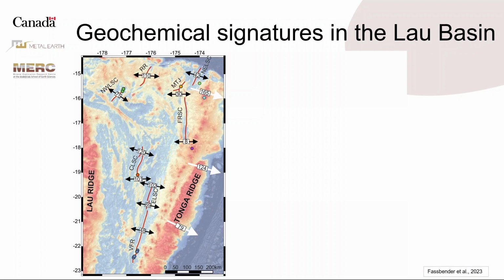So you've seen that quite a lot now before. That's obviously the Lau Basin, and we have a few, not at all of those spreading ridges or spreading centers, but at least a few felsic volcanic rocks at those locations. So we have them in the Valu Fa, we have them in the Central Lau Spreading Center, in the NWLSC, MTJ, and close to the NDLSC up here as well.